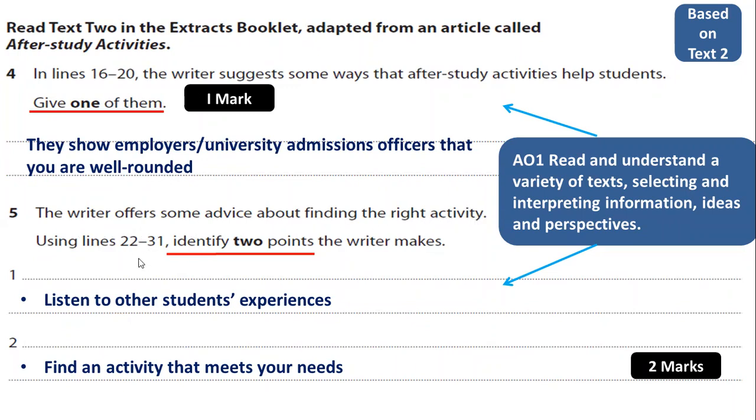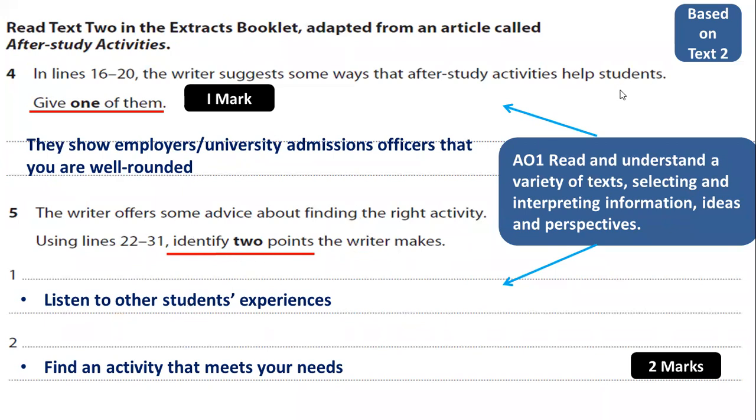Using lines 22 and 31, identify 2 points the writer makes. So just like question number 1 and 2, you are given the line number, so it's very easy for you to find the information, and then you need to find out 2 points for the answer. So you can see that these are very easy activities because it's just a matter of reading, understanding the text, and selecting the necessary information for you to fill up the gaps.